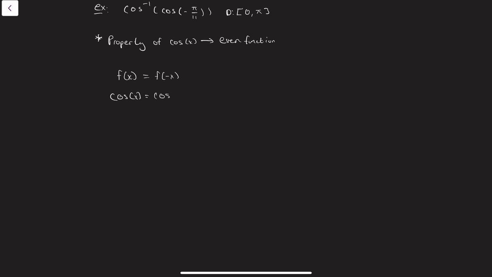Since we can do this, we can say that cos of negative pi over 11 is equal to cos of pi over 11. And this is within our domain. So now we can go cos inverse of cos pi over 11. And this is all equal to pi over 11 using our cancellation formulas.